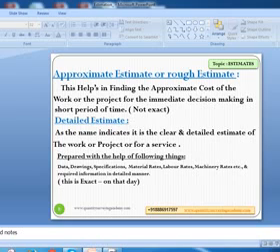So this is detailed estimate. Whatever day you are preparing, on that day the rates you will take, and you will prepare it in a detailed format. This is known as detailed estimate.